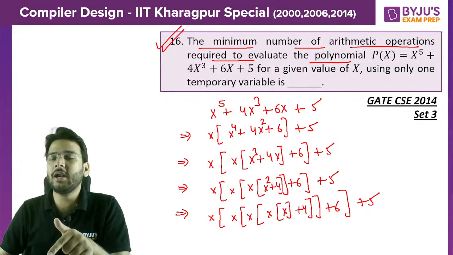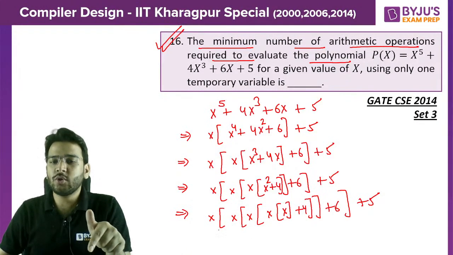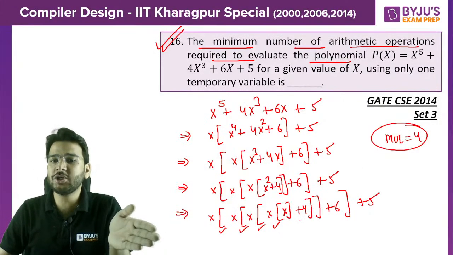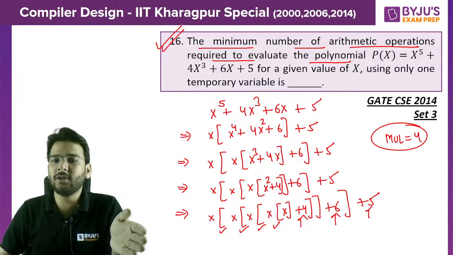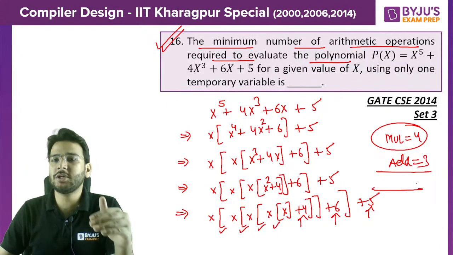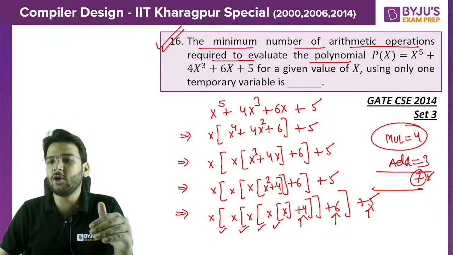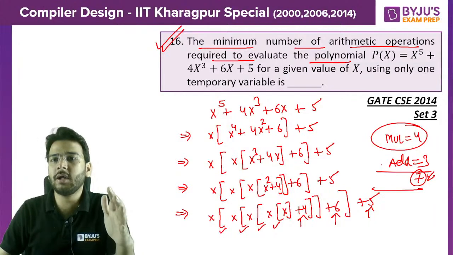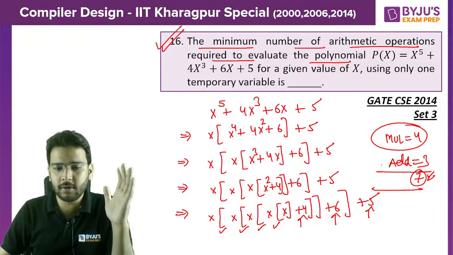But how many arithmetic operations are we performing? So you can see 1, 2, 3, 4. 4 multiplications we are performing here. And how many additions? 1, 2 and 3. 3 additions we are performing. So how many arithmetic operations in total? 7 arithmetic operations we have to perform to evaluate this polynomial using only one temporary variable.